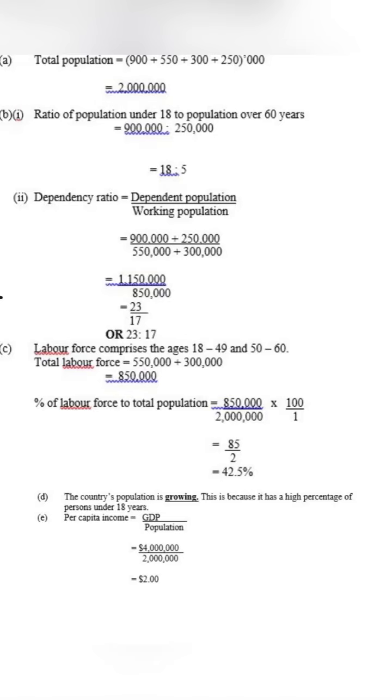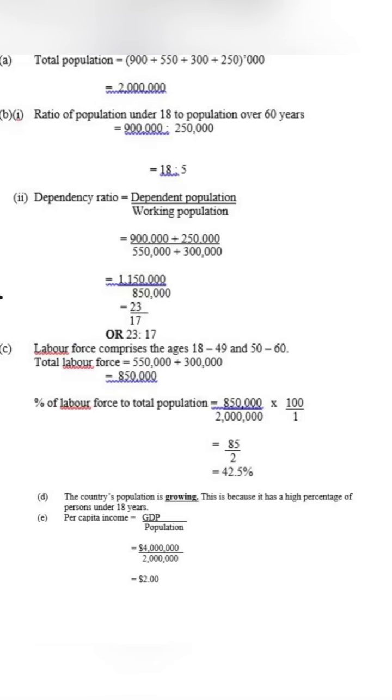And the dependent population, as you know, is 900,000 plus 250,000 over the working force. The 60 years and above are out, that is the working force. The working force is 550,000 plus 300,000. This will give you 850,000. And the ratio is 23:17. Or you can leave your answer in a fraction form, that is 23/17.